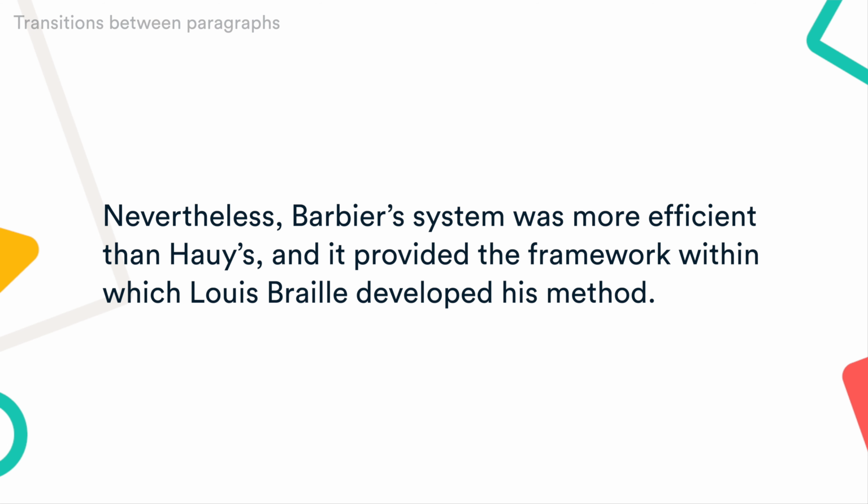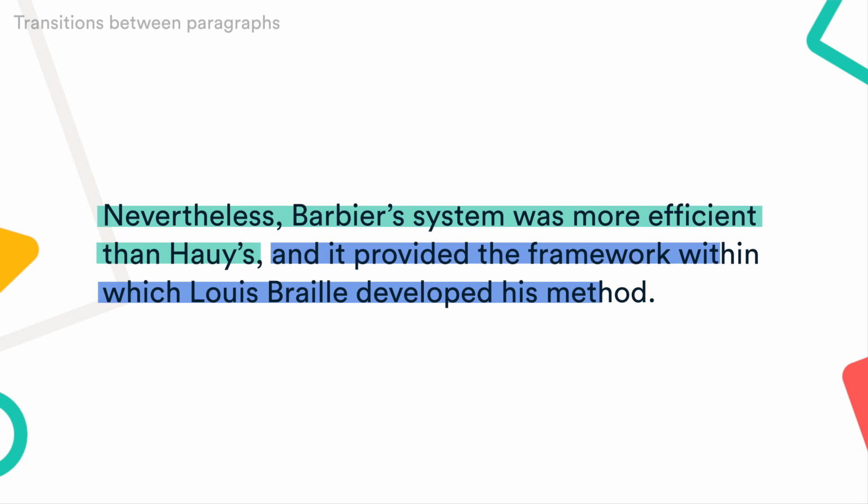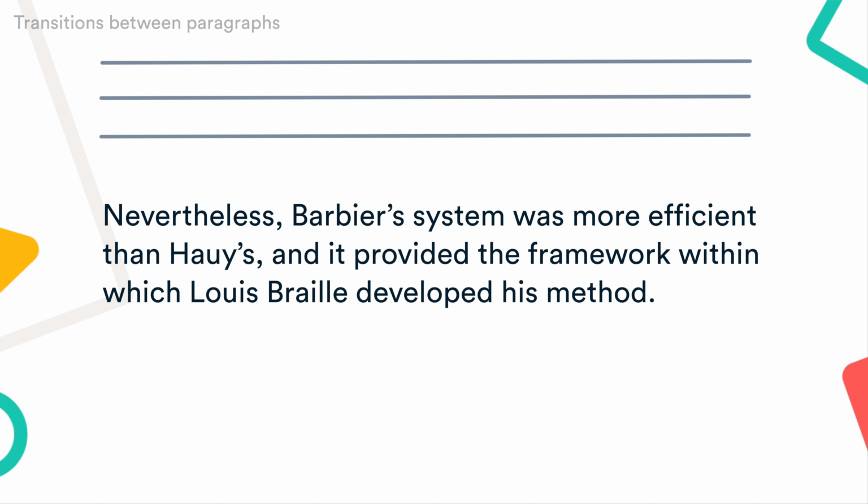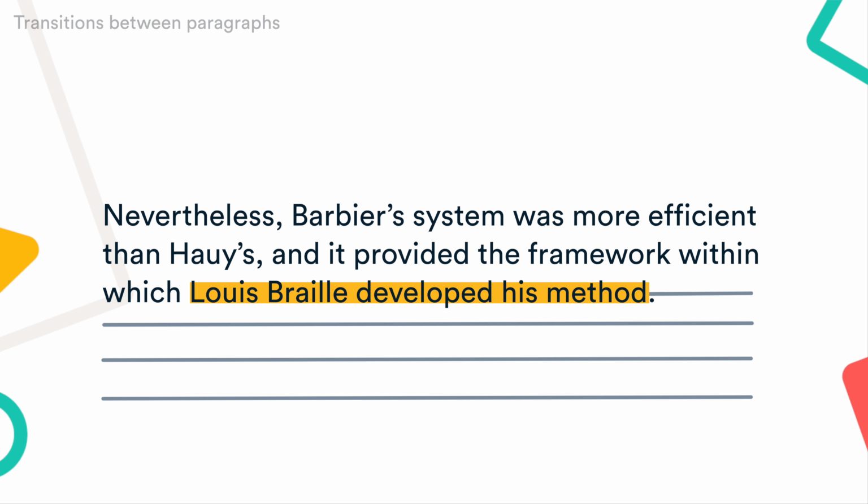Every paragraph starts with a topic sentence, and more often than not, that sentence will also function as a transition. It should move the reader on from the point you just made to the point you're about to make. In our example, you can see the transition sentence shows how the new paragraph leads on from and builds upon the previous point. In the previous paragraph, we discussed two pre-Braille reading systems. Here, we move on from those systems to describing Braille's invention.